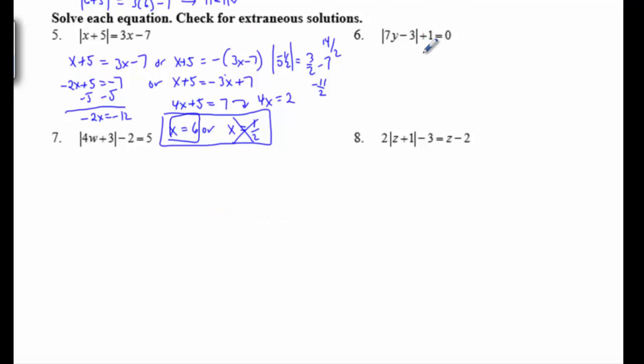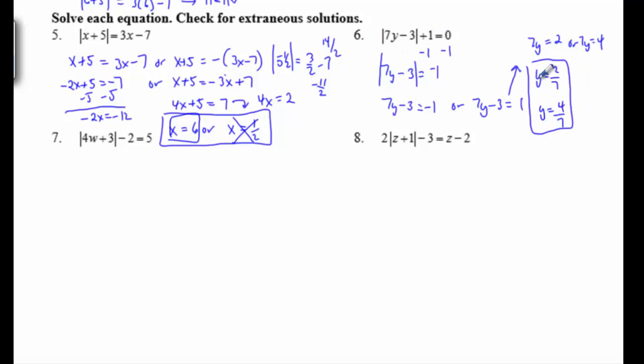Number 6, we need to subtract the 1. So we get 7y minus 3 equals negative 1. Okay. There's a little trick here. If you go back to the very beginning, remember the absolute value of something is always positive. So we have the absolute value of this quantity equal to a negative. That can't happen, so this one is no solution.